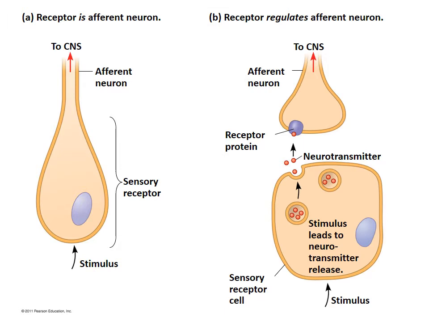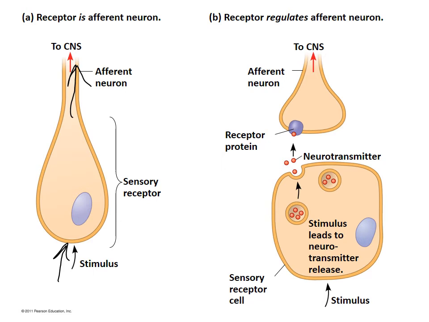All right, so here is a generic sensory receptor, and the receptor is afferent. And so a stimulus happens, could be internal, external, and the message is sent to the central nervous system. Okay, so that would be an afferent neuron.